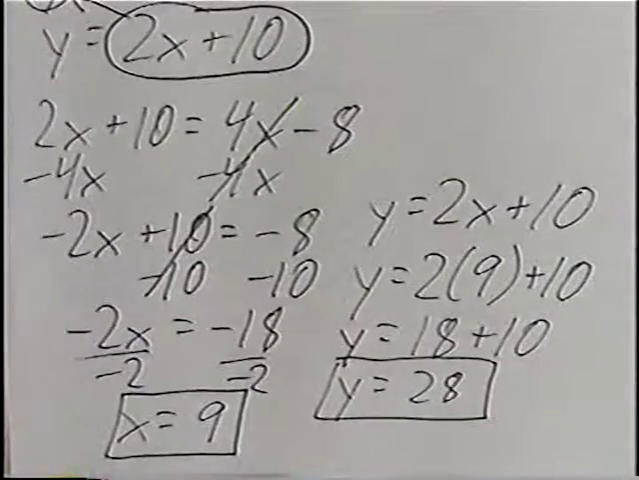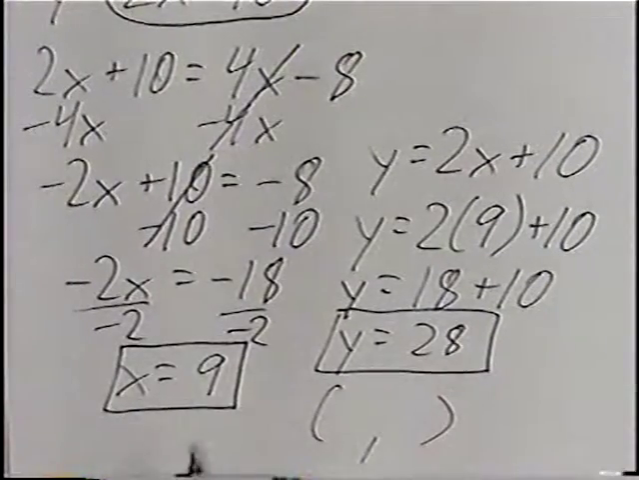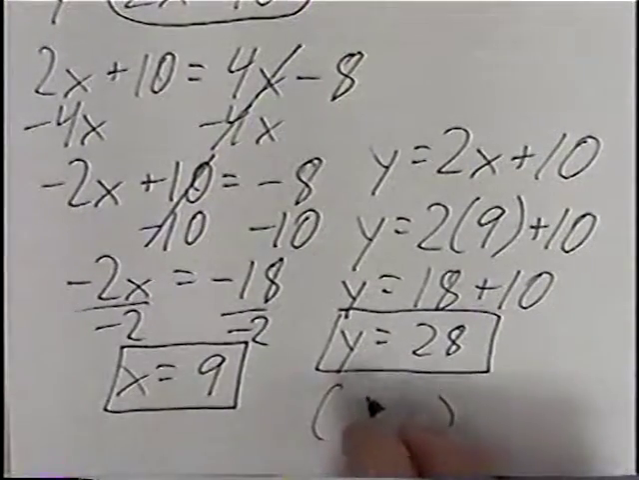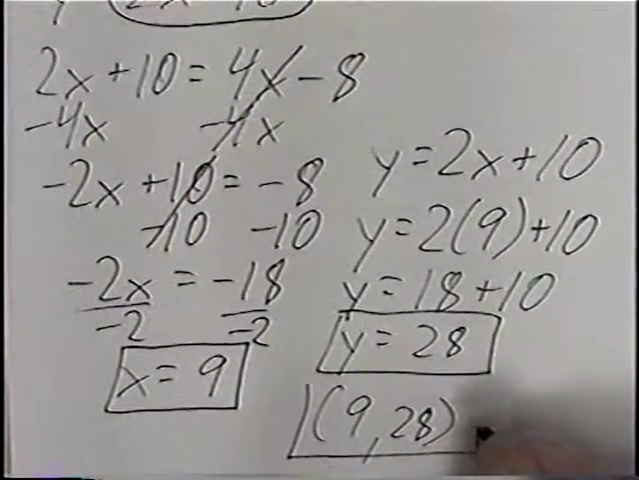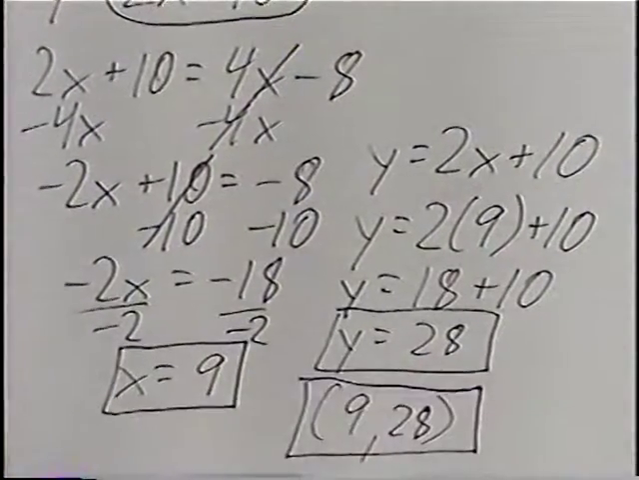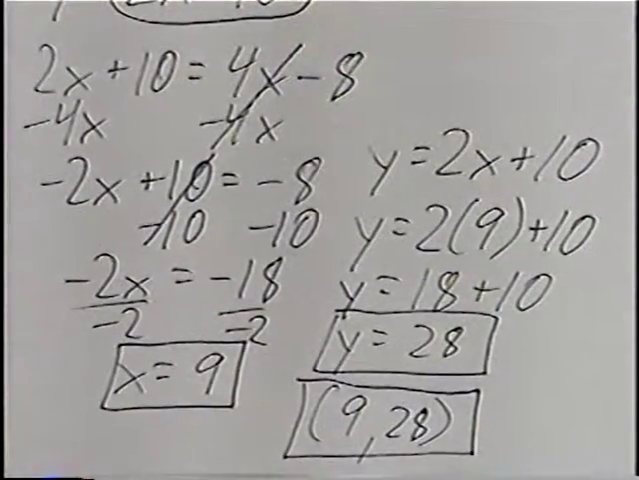So our two answers, x equals 9, y equals 28. You can also write this as a point, x comma y. X would be 9, y is 28. So we'll have the point 9 comma 28, which is where these lines would cross if we did graph them. But the solution is 9 comma 28.